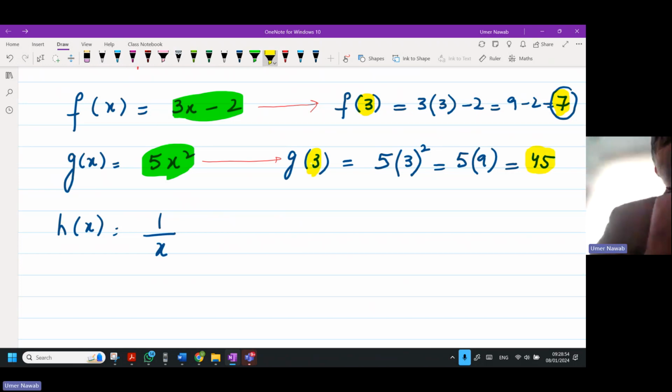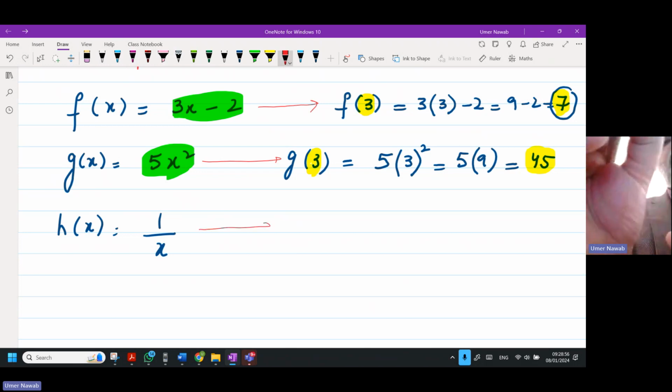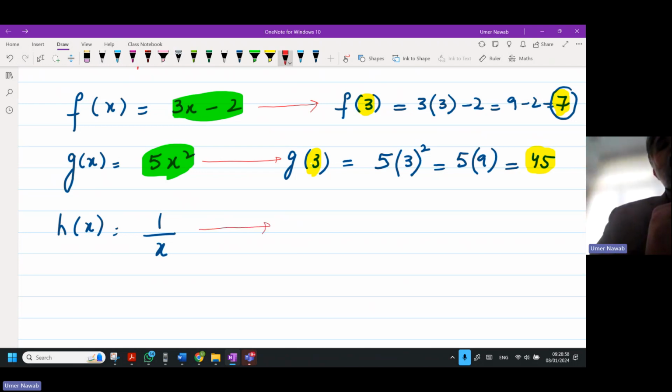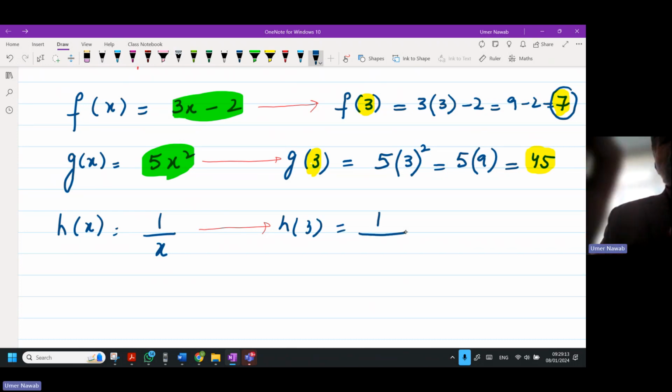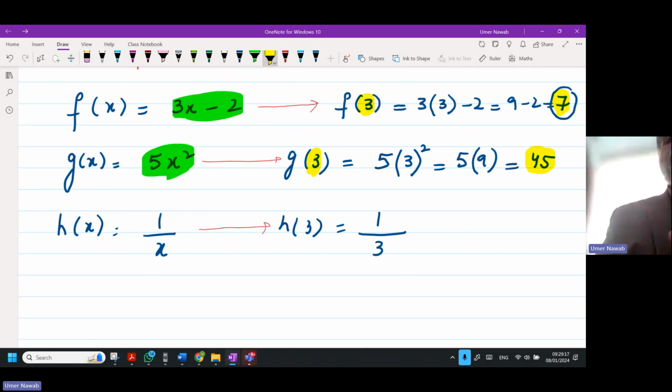In the same way, if I have another function which is represented by h of x, we read it as h of x. It is equal to 1 over x. And I want to find h of 3. So what I'm going to do is write 1 over, and in the place of x, I'm going to write 3. So 1 over 3 is my output.